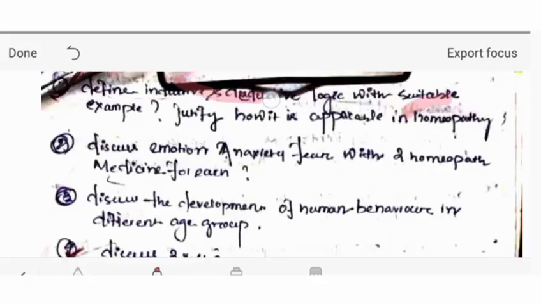The topic is a discussion of the second BHMS question on Organon of Medicine. From the logic chapter, this question is most commonly asked: inductive and deductive logic with a suitable example.